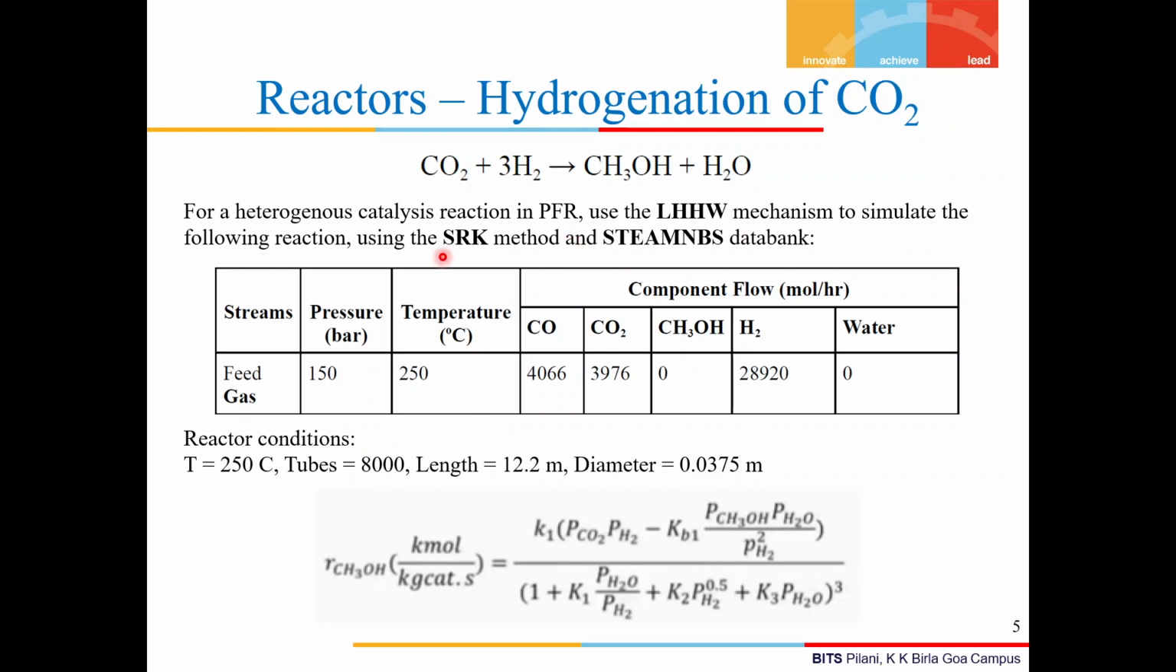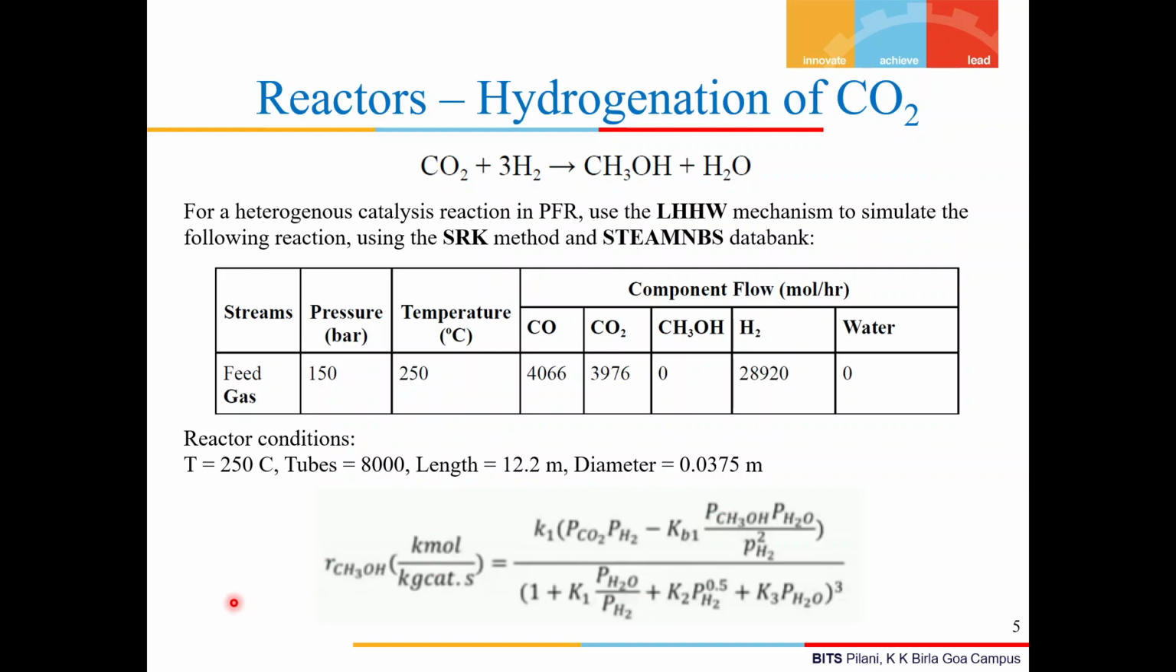So the model which we are going to use here is the SRK model, and we'll be using the steam NBS tables. I'll tell you what it is. And the model which we use here is the LHHW mechanism. I'll also explain what it is. And we have the feed conditions over here. The component flow rates are given. The reactor's temperature, tube length, and diameter are given, and the rate expression is given.